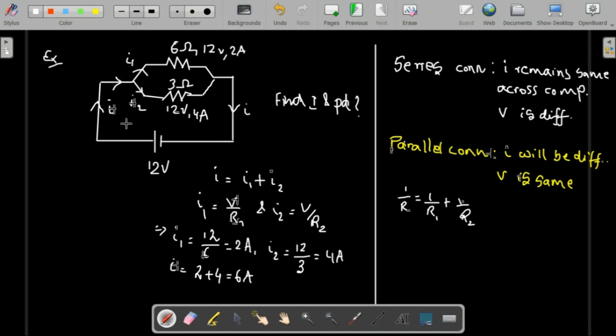So this is what you can do and find it directly. You can always do the simplification and then do it, that is also possible. But since we can do it in a simpler way, why bother, right? And the question is to find the potential difference. It's parallel, so the potential difference is 12 volt. So my answers are 12 volt, 2 ampere, 4 ampere. That's how we do it. Based on this idea that we have just done, let me give you a relation which we can actually use to solve complicated circuits.